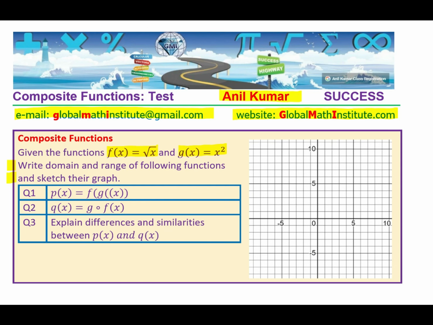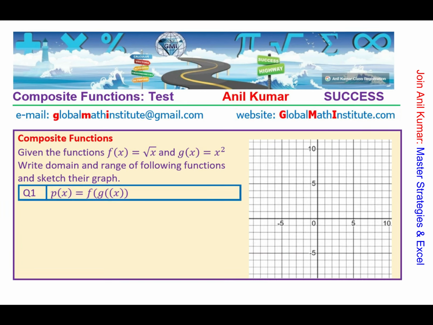Now, let us understand what a composite function is and see how we do problems related to these. In the playlist, you'll find hundreds of examples. So here we are given two functions, f of x as square root of x and g of x as x squared, and their composition, the first one, p of x equals f of g of x. That is what we need to figure out. You can pause the video, answer the question, and then look into my suggestions.